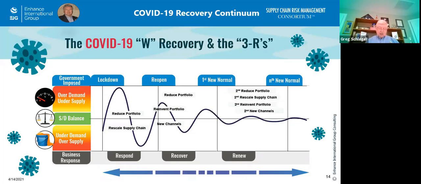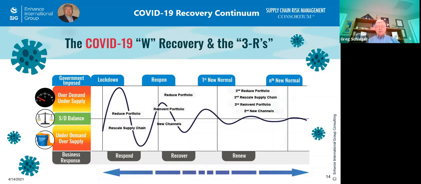So as this continuum progresses, folks, it still looks to us like a W-like recovery because of the supply-demand shocks and the inherent latency in our supply chains to rebalance. And therefore, we think we're all going to be experiencing this bullwhip effect for a good portion of 2021.